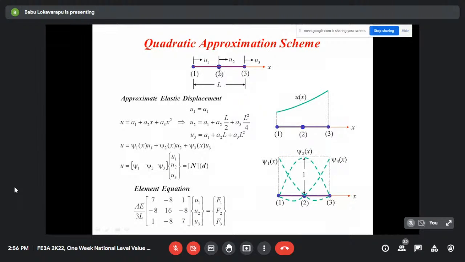One more node is coming: 1, 2, and 3. So this is our stiffness matrix. The stiffness matrix is changing, as I told you clearly. When you move to a beam, again you need to derive the stiffness matrix, and that derived matrix you can use to solve the problem.